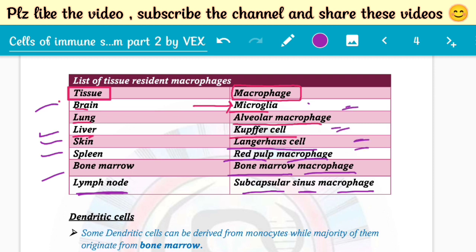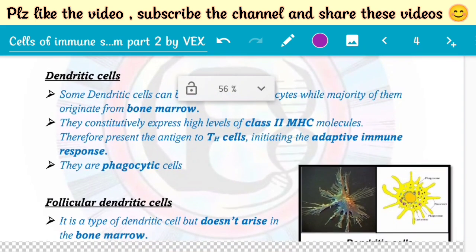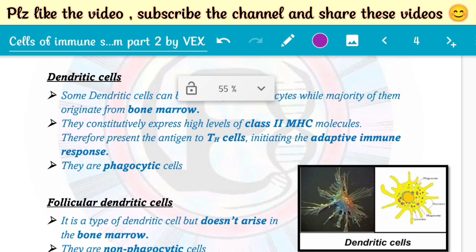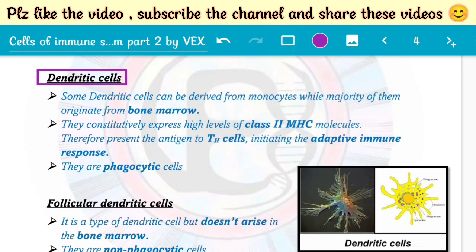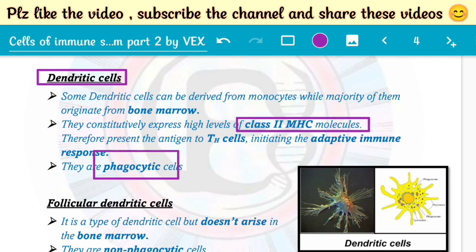And for the rest of the cells, you know that the word macrophage is already attached to it, so you can identify that it is a type of macrophage, okay. And also do remember the tissue, okay. Now we'll talk about the dendritic cells. Dendritic cells are the same case, okay. These are phagocytic cells. They also have class second MHC molecules, so they can present antigen to T helper cells, therefore acting as antigen presenting cells.